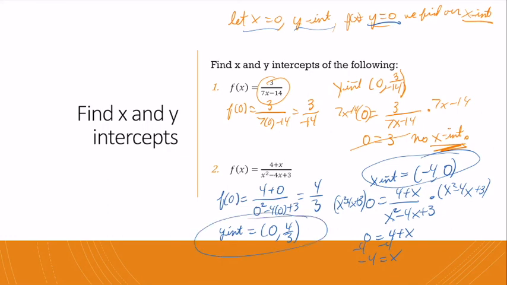I have found my x and y intercepts. This is going to be really important to helping us graph rational functions. We're going to need to know what values are excluded from their domain, their y-intercepts, x-intercepts, and also their asymptotes.